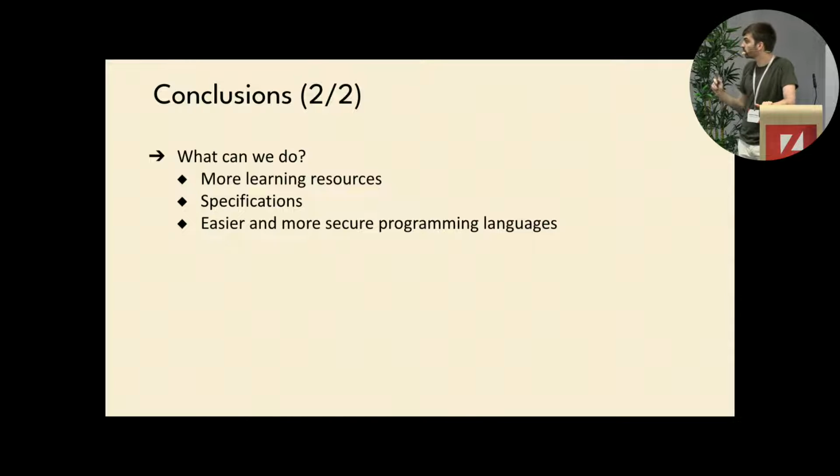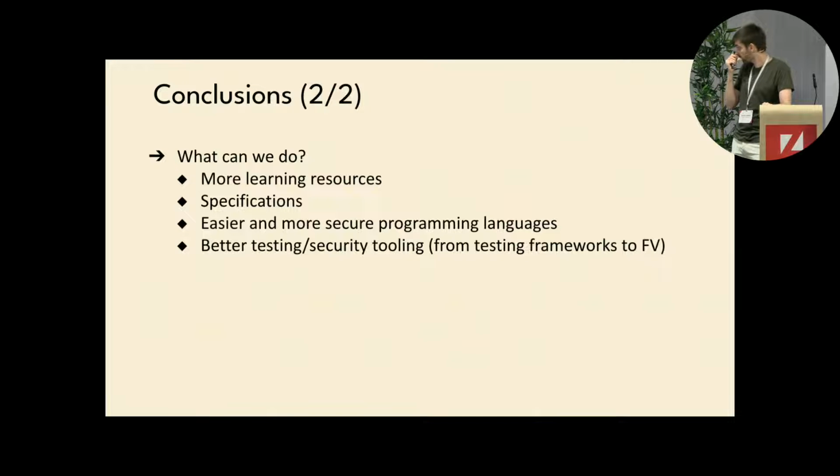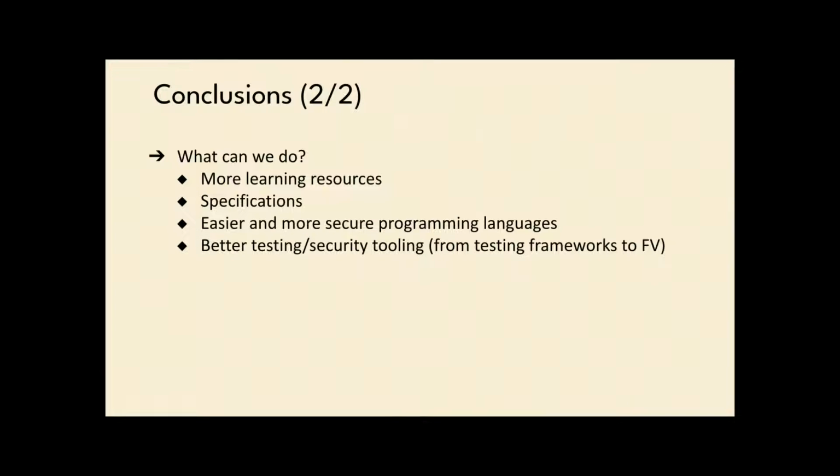And then we need easier and more secure programming languages to make it more accessible and secure to write programs that use SNARKs. And there are already great efforts towards that end. Noir and Leo are two great examples. And finally, we need in general better testing and security tooling. And that goes from testing frameworks to formal verification that, in my opinion, should be the end goal.